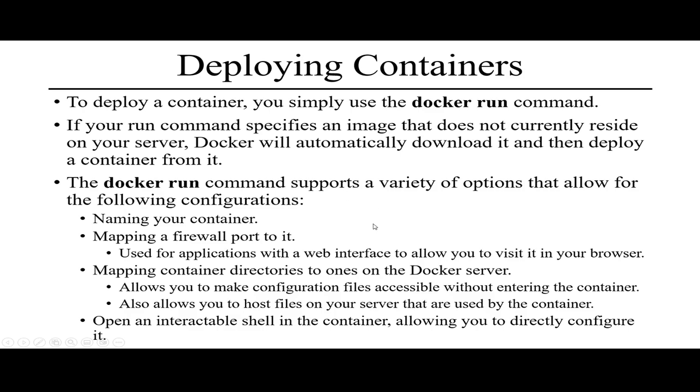Now, deploying containers. To deploy a container or run it, you simply use the docker run command. Throughout the rest of this lecture, there are going to be commands bolded. You want to pay attention to those for the lab. If your docker run command specifies an image that does not currently reside on your server, the good news is that Docker can automatically download it from the repository and deploy it for you. The docker run command supports a variety of options that allow for the following configurations.